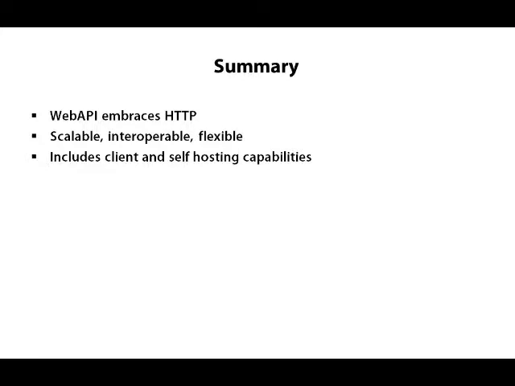In this module, we had a basic introduction to the Web API. We learned that it really embraces HTTP. It allows you to build web services that embrace HTTP. It allows you to build web services that are scalable and highly interoperable. Scalable because you can take advantage of using HTTP GET, which can include caching. Interoperable because you don't depend on any particular specification or framework or tool set when you're building your service.